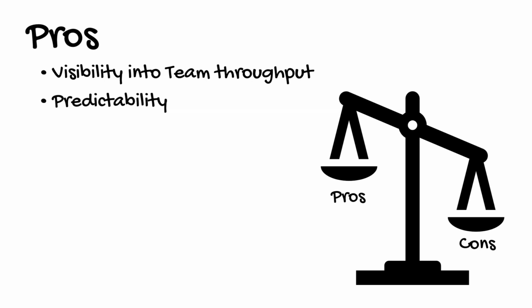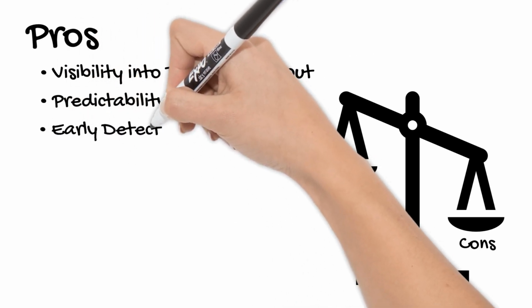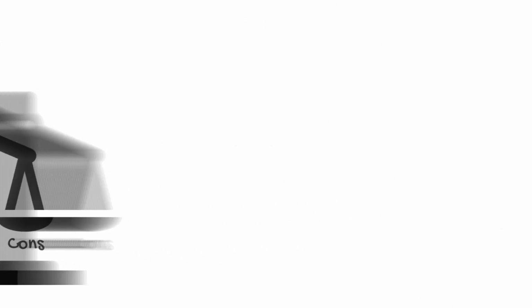Early detection of issues. Fluctuations or deviations in velocity can serve as early warning signs of potential issues or bottlenecks within the team or project. Teams can proactively address these warning signs to dig deeper and find waste in their manufacturing process.